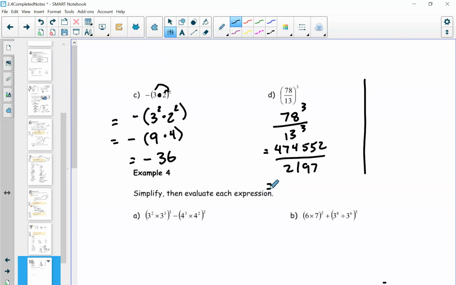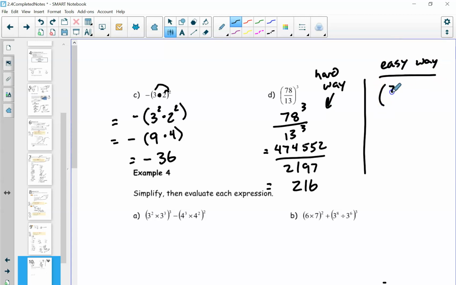All right, so 474,552 divided by 2,197 equals 216. Okay, now that's what I would consider the hard way. So let's call it the hard way. Okay, this is what I would consider the easy way. You just got to be careful for one thing.